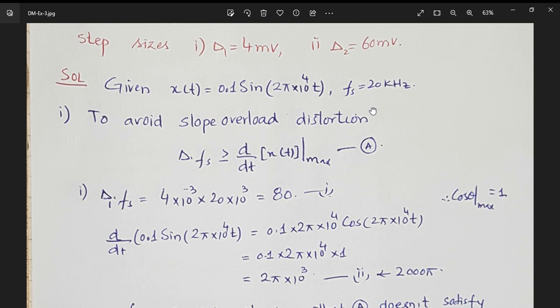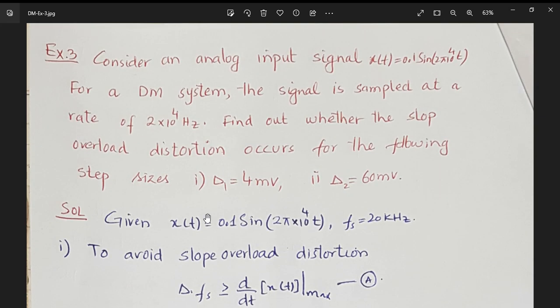Let's have a few more examples. Consider an analog input signal x of t, which is 0.1 sine 2 pi into 10 raised to the power 4t. For a DM system, the signal is sampled at a rate of 2 into 10 raised to the power 4 Hz. Find out whether the slope overload distortion occurs for the following step sizes. The step sizes are given, and then you need to see whether the slope overload distortion occurs or not.